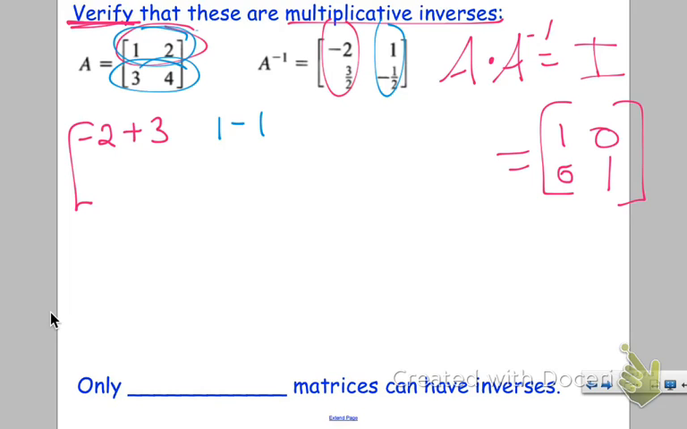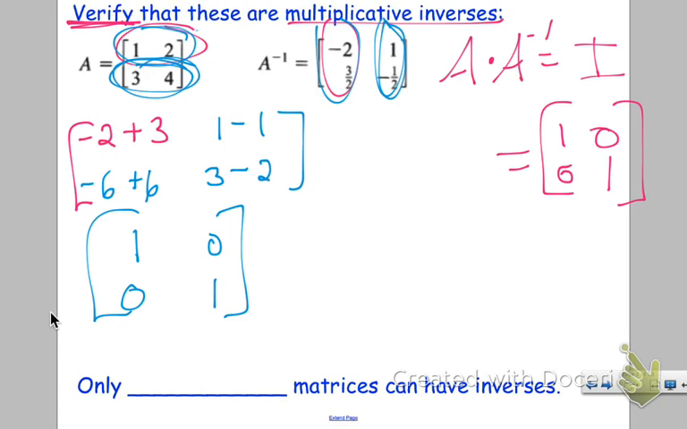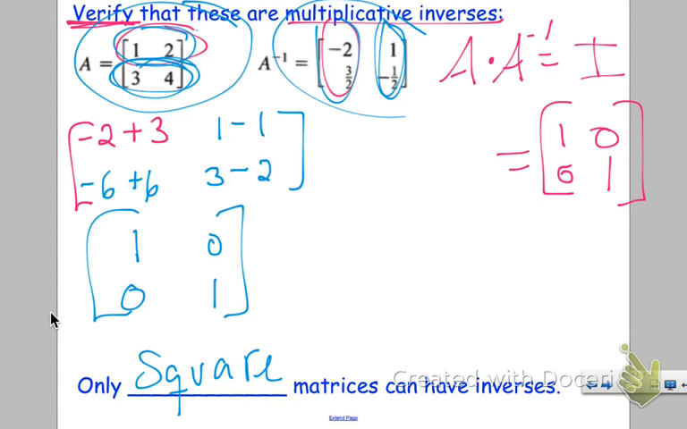We're going to do bottom row, first column. It's a negative 6. And then a 4 times 3 halves is 12 over 2, or 6. And then bottom row, second column, is going to be 3. And then half of 4 is 2. So 4 times negative a half is negative 2. Simplify all those out. That gives us a 1, a 0, a 0, a 1. So those are inverses. We said that only square matrices have inverses. So that means this and this are inverses of each other.